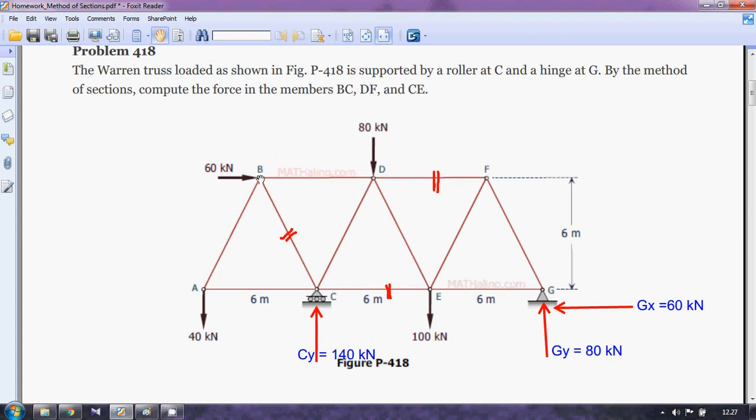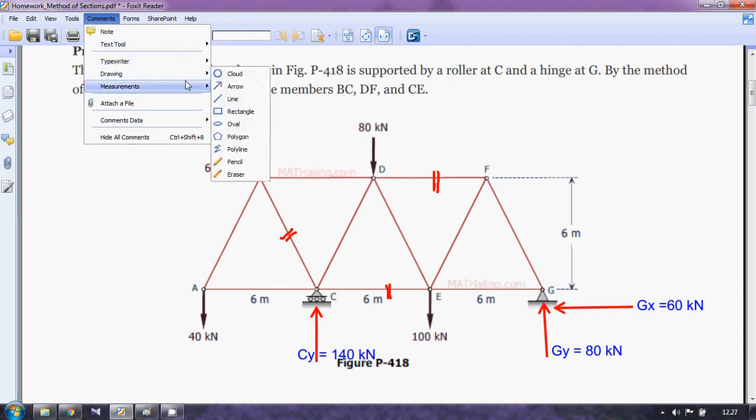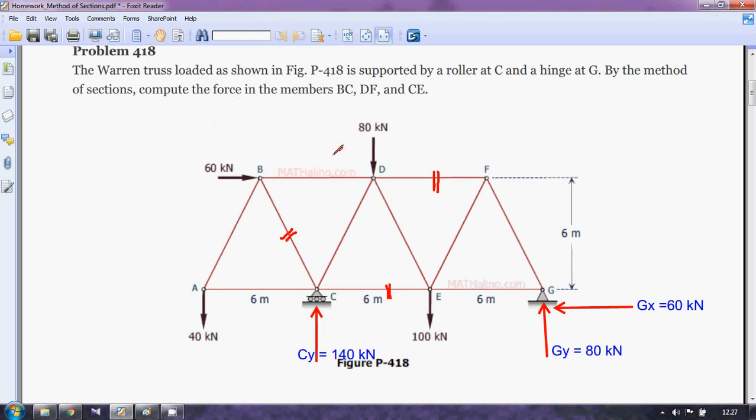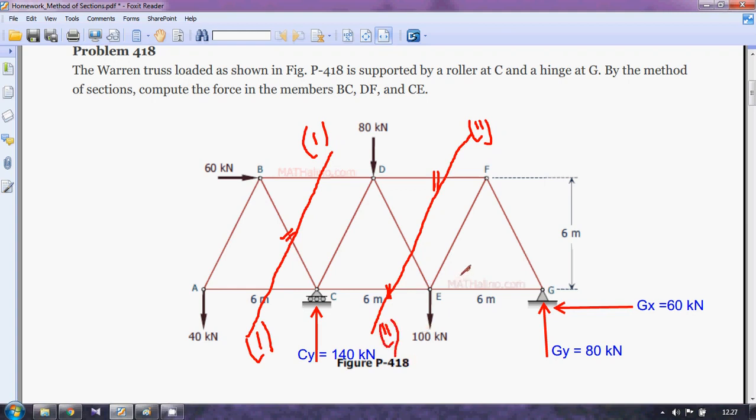So in order to calculate the member force BC, you have to decide how you will take a section. I can see that if I take a section like this, then this member force BC will be cut, and it can be easily calculated. In order to calculate the member force DF and CE, you have to cut the section like this. So this is section 1-1, and this is section 2-2. Okay, great.